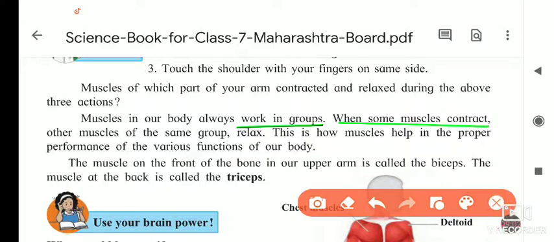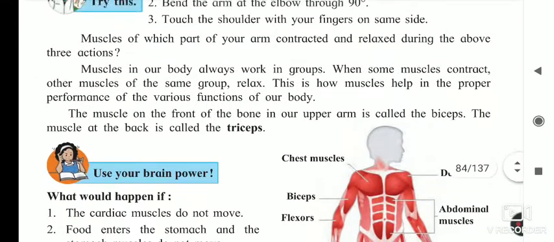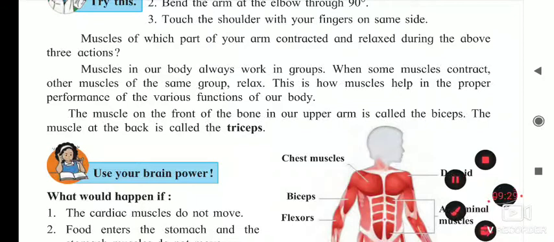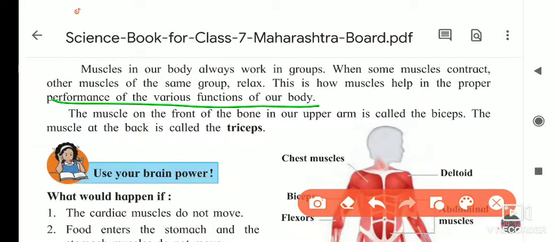When some muscles contract, some muscles relax, as I just told you. Whenever you fold your hand, the muscles on the upper side are the biceps, and below this are the triceps. The triceps get relaxed when you take your hand near your shoulder. This is how muscles help in the proper performance of various functions of our body.